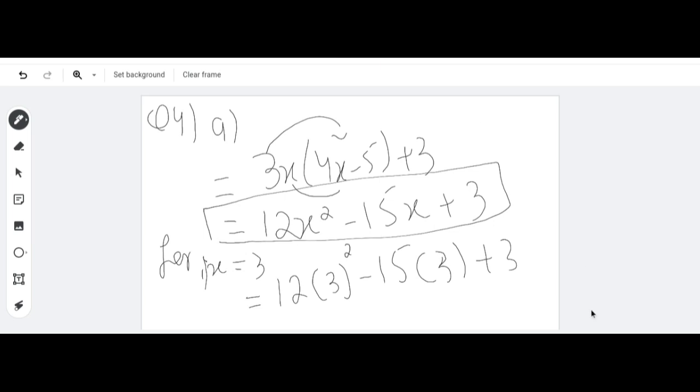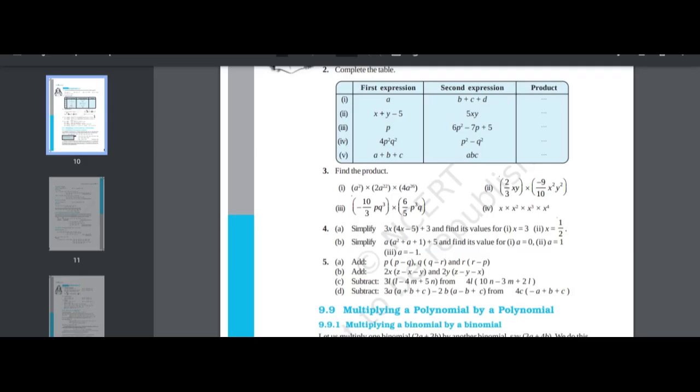Do question number 5. In question number 5, there are four different parts: two for addition, two for subtraction. I will solve one part for addition and one part for subtraction. Basically, we have to start like this. We have to solve the product first, then we have to add them.